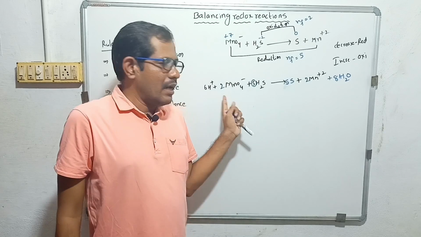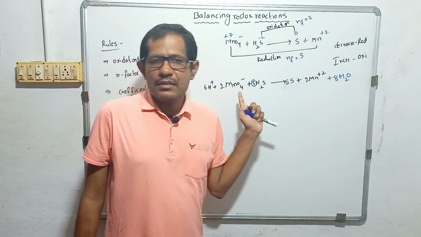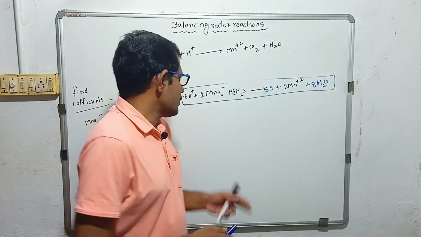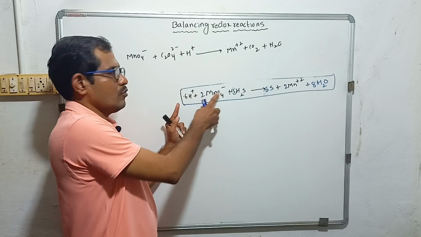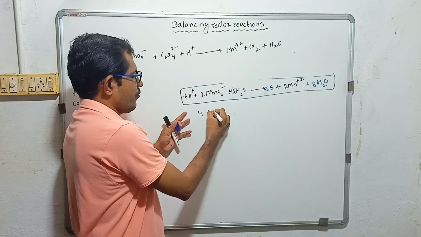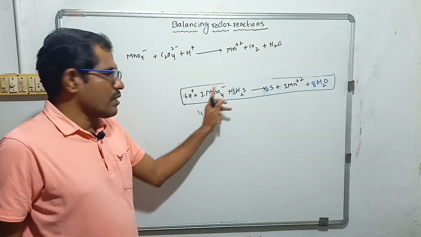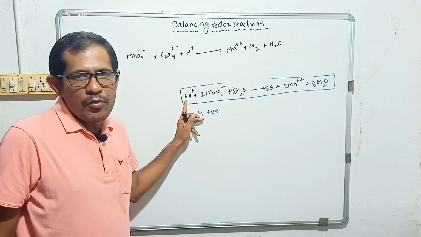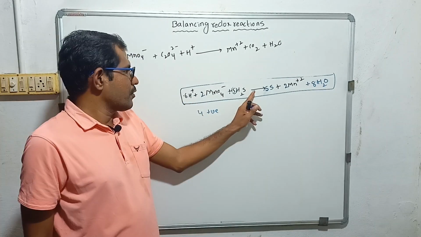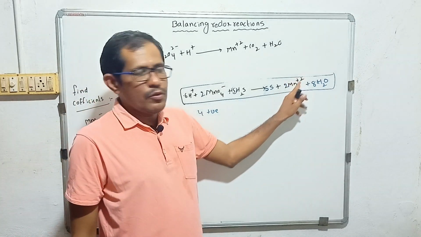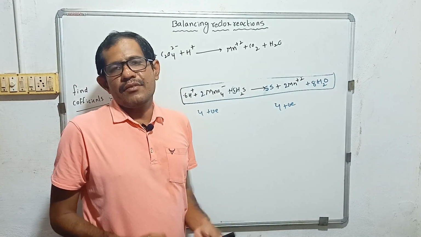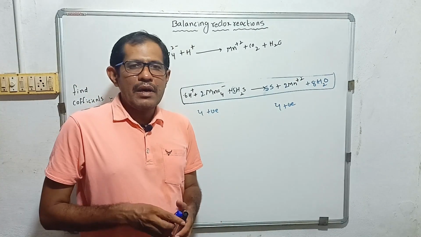Now we need to balance the charges. If you check here, 6 plus and 2 minus, so 6 plus 2 minus means 4 positive. The net positive charge is 6 and the net negative charge is 2 minus, so 4 positive charge. Coming to the other side, 2 into 2, 4 plus. The charge is also equal, so we can say the equation is balanced. In such a way, we need to balance the equation.